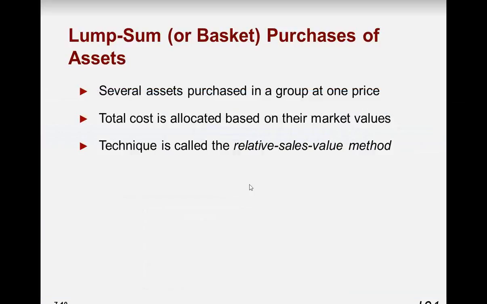And I think most of you, the slide finally made it up for. So if several assets are purchased in a group at one price, the total cost is allocated based on their market values. And this is called the relative sales value method. If you're accounting majors and you go on, you will see the relative sales value method used in other situations as well, which is kind of why it's being pointed out to you now. So when you see it at some later point, you don't think, I've never seen that before. You may not remember it, but it's really just this simple to calculate out.